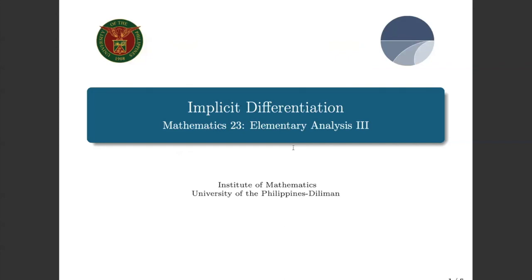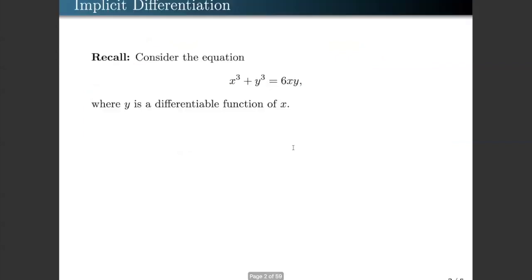Hello again. This is the last part of lecture 1.5 where we discuss the concept of implicit differentiation. We are going to use the concept of chain rule in parts 1 and 2 to derive the formula for implicit differentiation. We are already familiar with this concept. We've discussed this already in Math 21 or your previous math calculus courses.